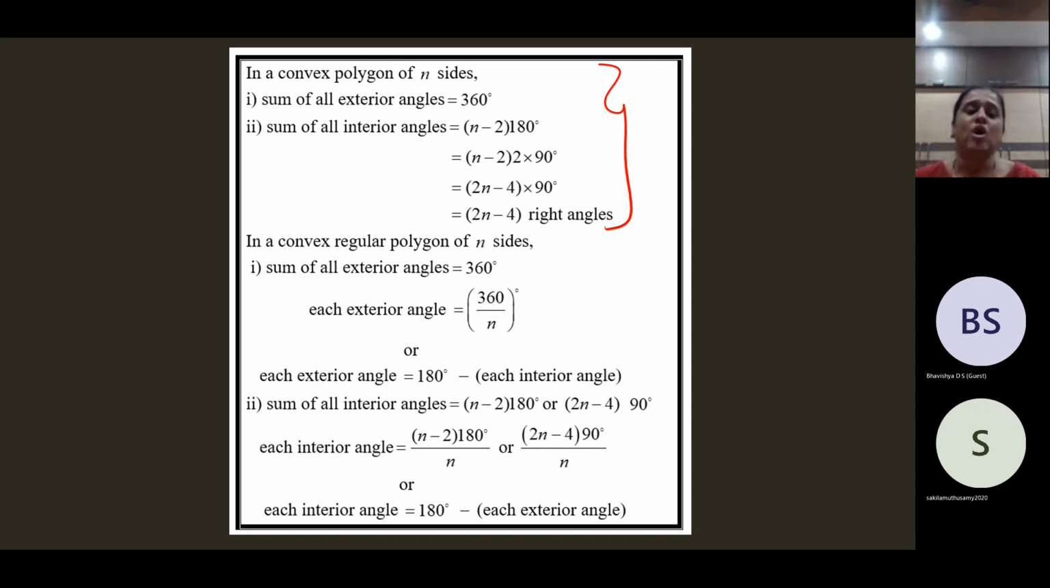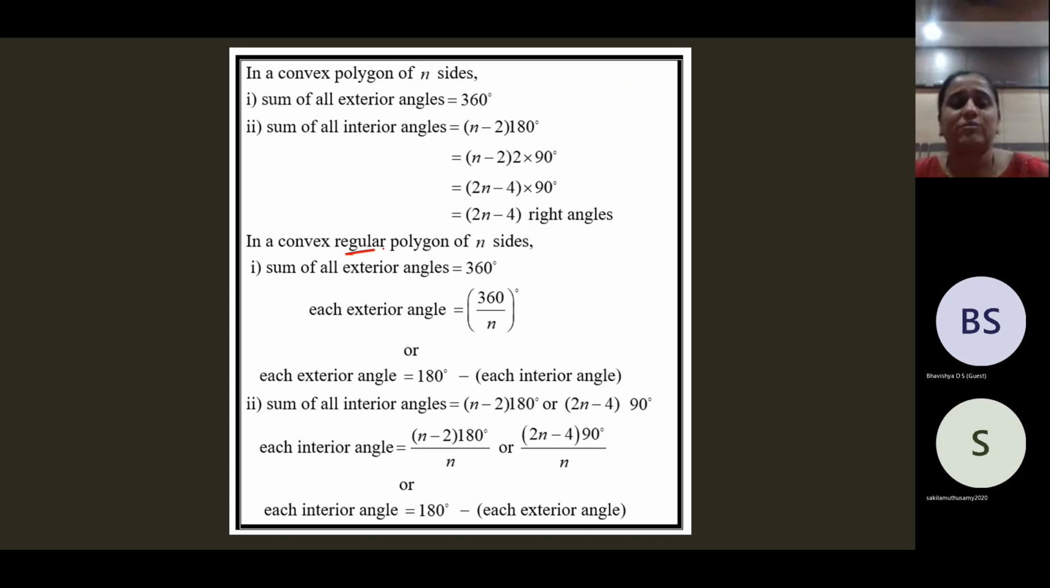Now next, in a convex regular polygon, regular meaning all the sides are equal, all the angles are also equal. That means whatever is the total value of the interior angles, divided by n will be the value of each interior angle. Why? Because it's regular. All the angles are equal. All the interior angles will be equal. All the exterior angles also will be equal. So they are sharing it equally.